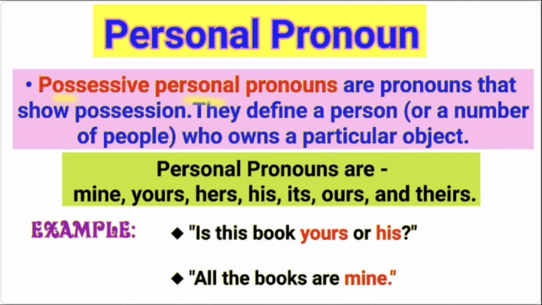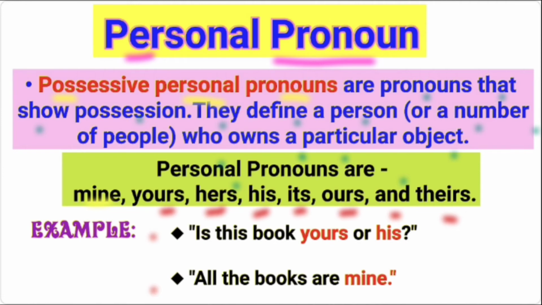Students, possessive personal pronoun. Possessive personal pronoun is a form of personal pronoun, and possessive personal pronouns are pronouns that show possession. They define a person or a number of people who own a particular object. Possessive personal pronouns are mine, yours, hers, his, its, ours, and theirs. These are the examples of possessive personal pronouns.